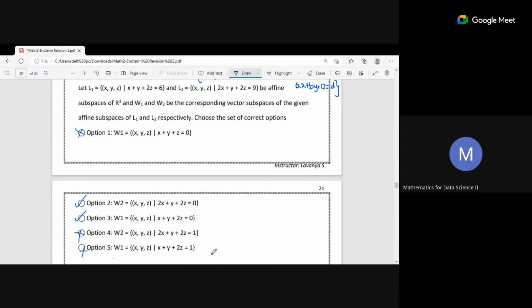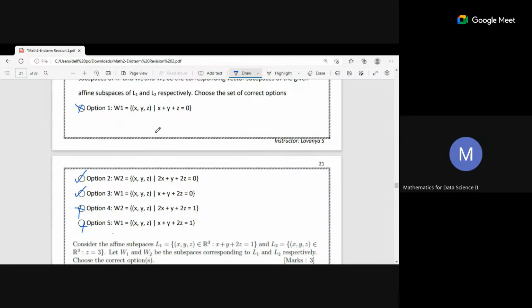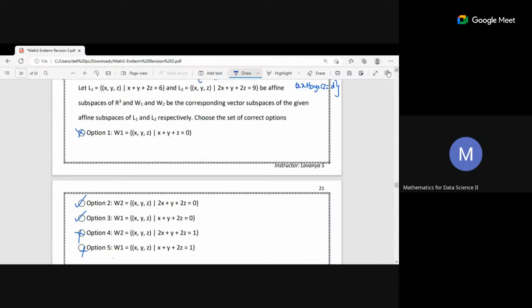Please be careful while answering such questions. In some cases, the same subspace can be rewritten in a different way. Maybe instead of this condition, you are given 2z equal to minus x minus y. So you don't get confused, you just have to be careful. The same can be written in different ways. So please be careful while answering such questions.